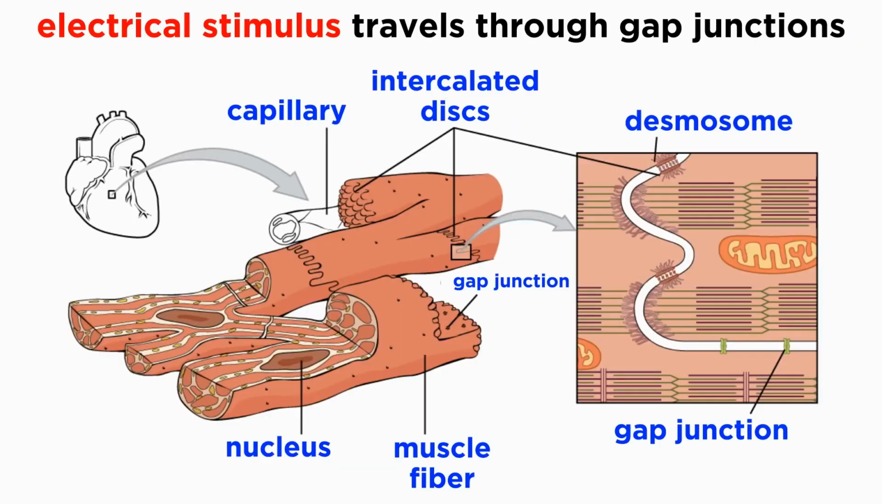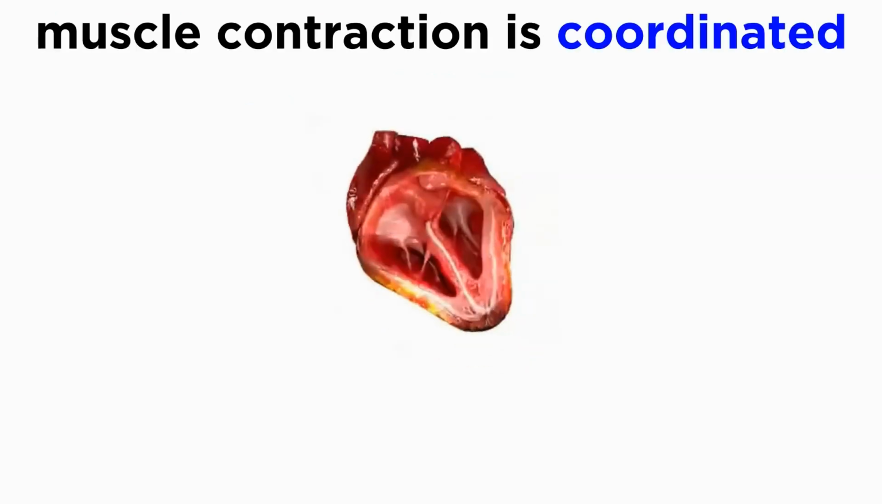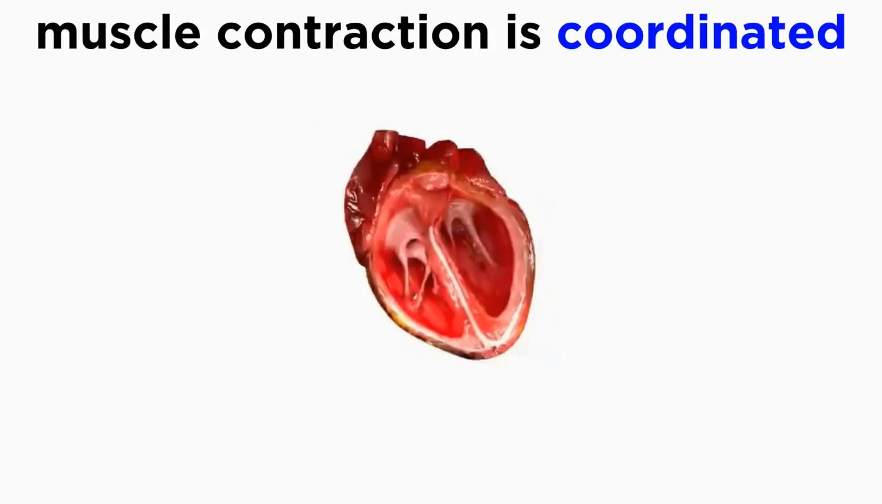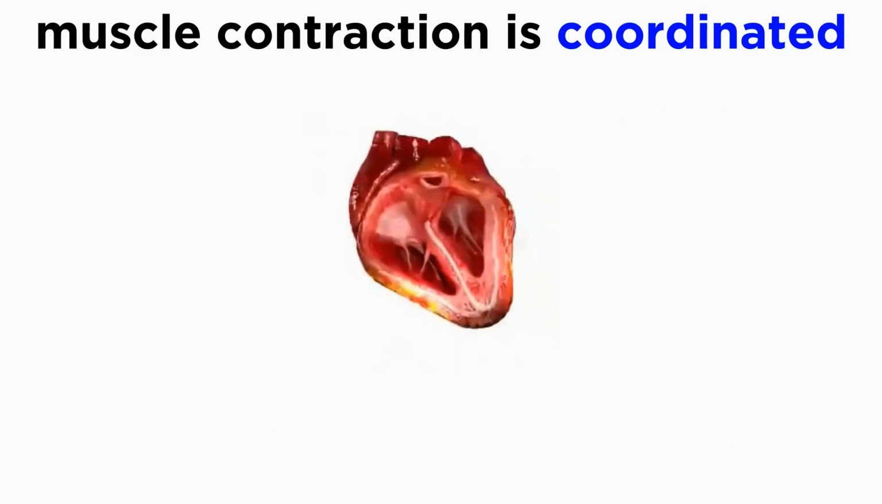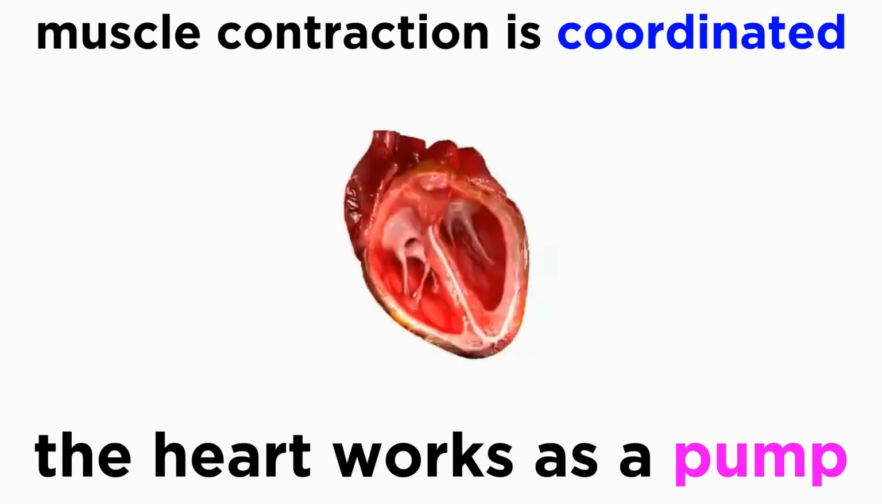In between each cardiomyocyte, there is an intercalated disc which contains gap junctions. These gap junctions allow the electrical stimulus that is required for contraction to rapidly spread across the cardiac tissue by allowing ions to move from one cell to the next. This means that the cardiomyocytes can contract in a coordinated fashion, allowing the heart to work as an efficient pump.